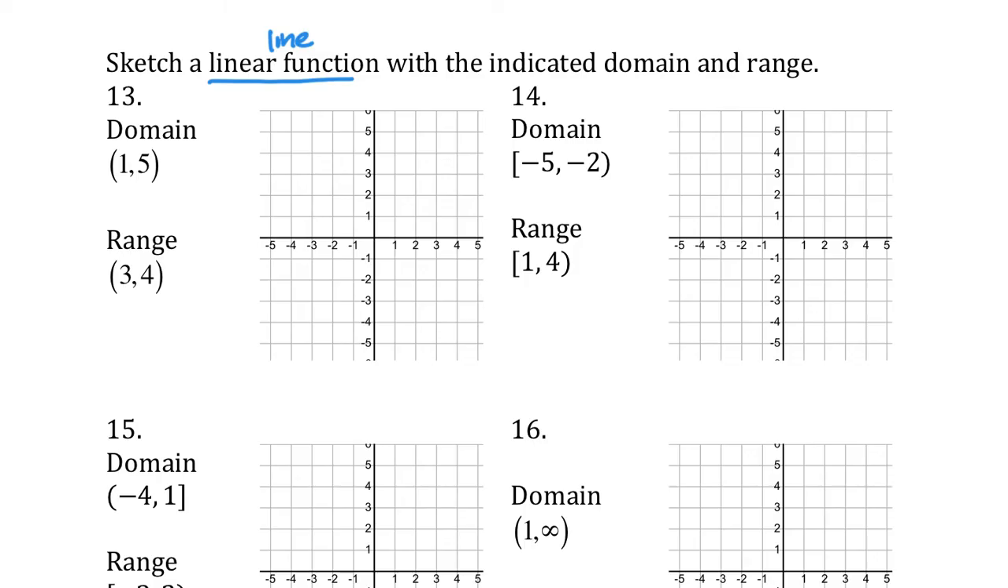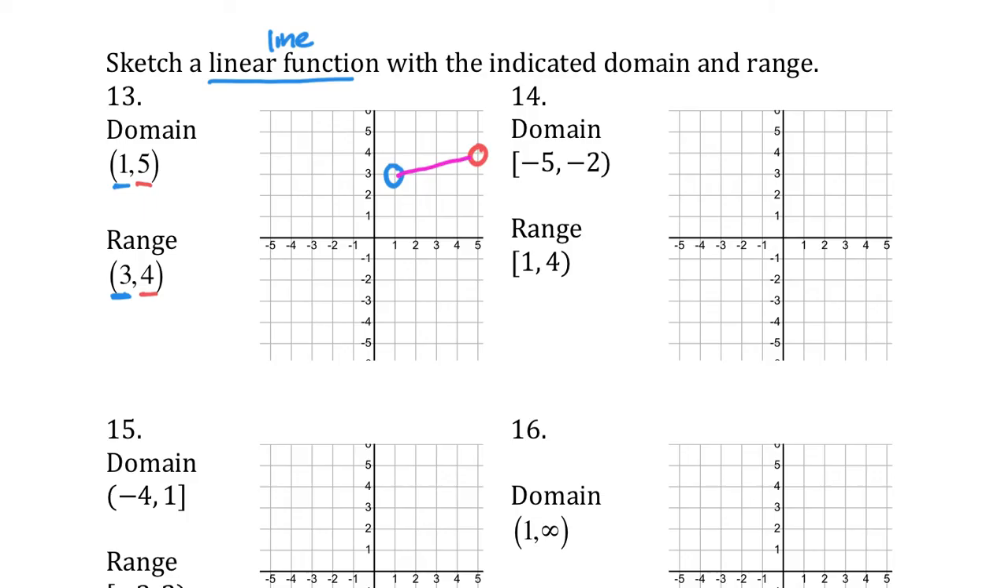So one way I could do it is I can say, well, there's going to be an open circle at x is 1 and an open circle at y is 3. So at 1, 3, I'm just going to go ahead and put an open circle. Since it's open circle at x is 5 and y is 4, 1, 2, 3, 4, 5, 1, 2, 3, 4, I'm going to go ahead and put an open circle here. Because it's a linear function, it's a line, and it was continuous because it was expressed in interval notation.